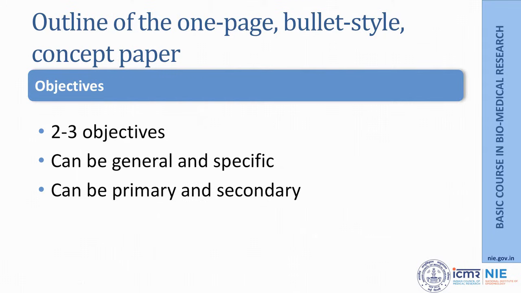Now, let us look at the statement of objectives. In the concept paper, we want you to state not more than 2 or 3 objectives. If needed, you may have to split them as general and specific. As we have discussed in the earlier session on research questions and objectives, you need to indicate which is your primary objective and which are your secondary objectives. This is very critical because the objectives give clarity to the reviewers about your research process.